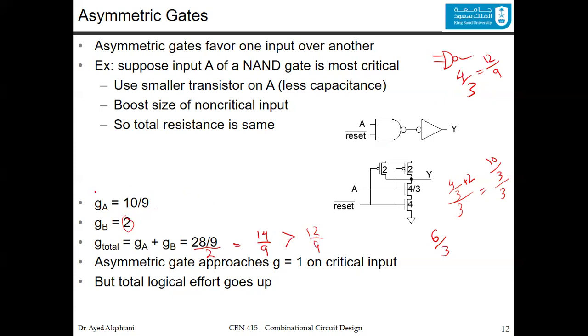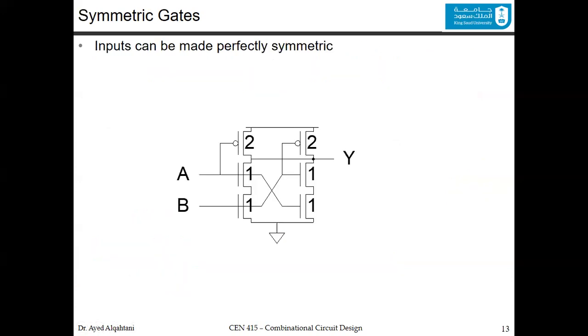So yes, you are getting the logical effort for A that we are favoring lower, but for GB, you are increasing that. And for the whole thing, the total, you are also increasing. And this is what we get from the asymmetric gate. You approach the logical effort and make it almost 1 on the critical path. You can see here, it's almost 9/9, which is equal to 1. But the total logical effort goes up, as you can see. So that's the idea of the asymmetric gate. Again, this is for the NAND. We are talking about the NAND. You can make them symmetric by having this.